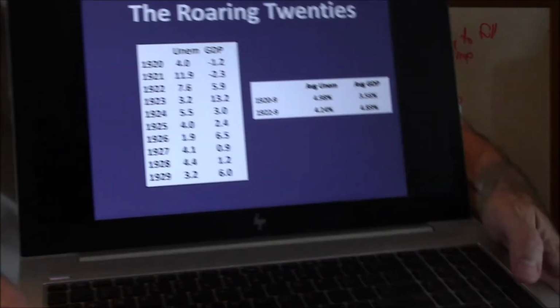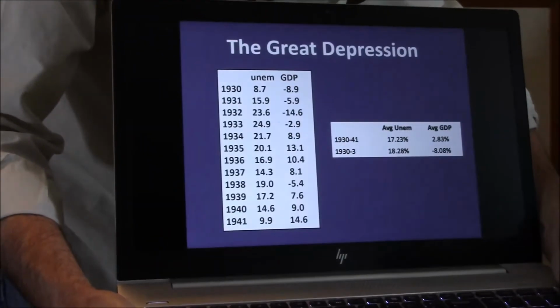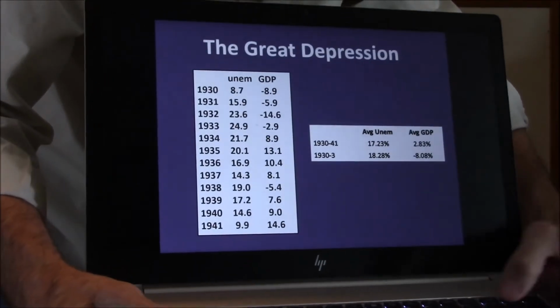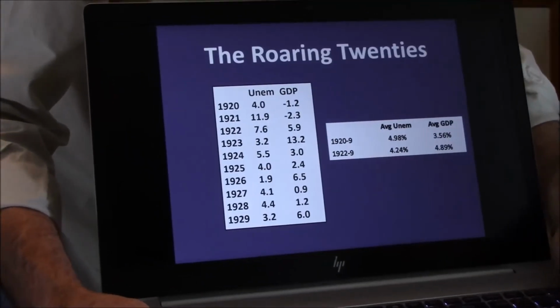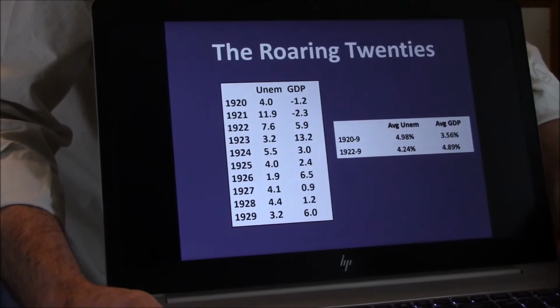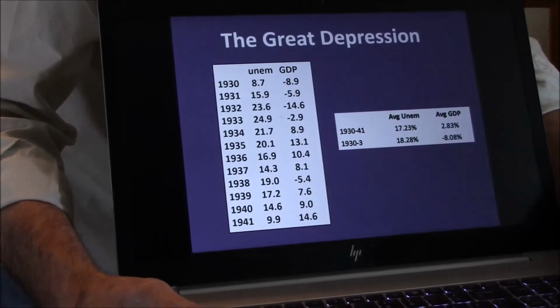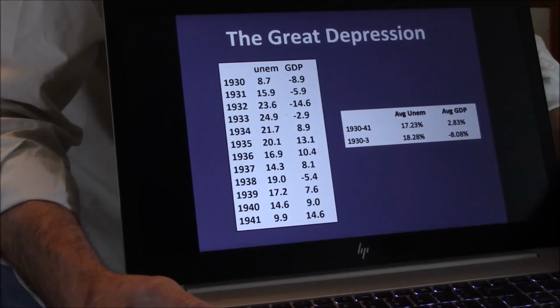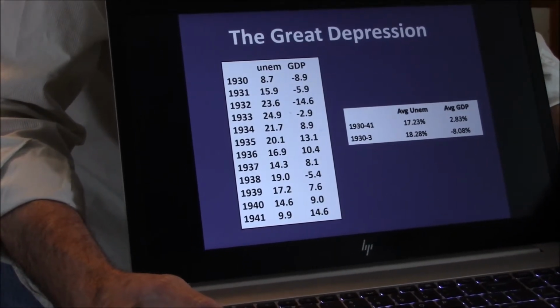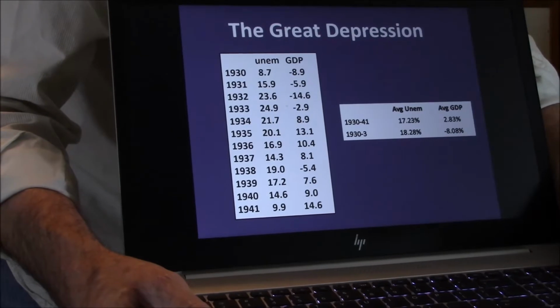Now, you're not going to believe what happens next. Okay, I want you to see that again. We're going to go from 3.2 and a 6% rate of GDP growth in 29 to 8.7, 15.9, 23.6, 24.9. This was an absolute disaster.